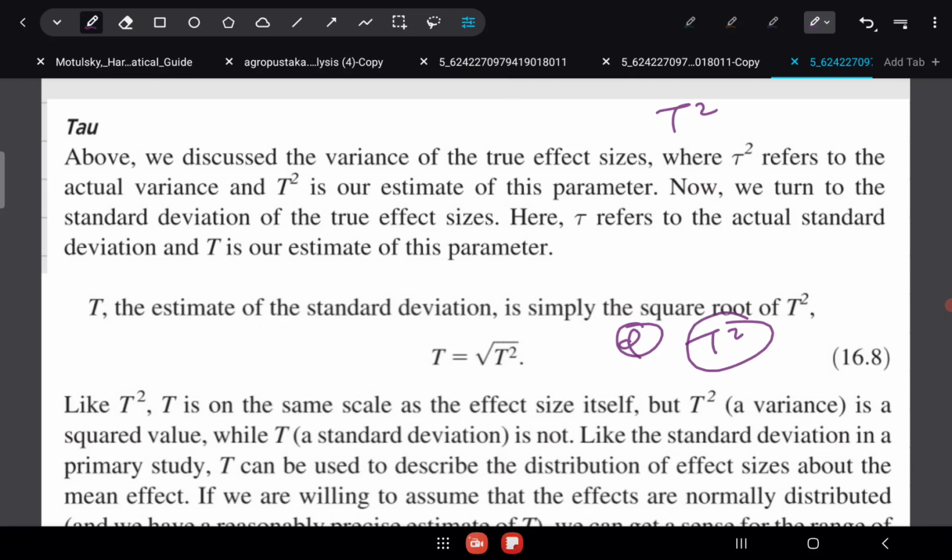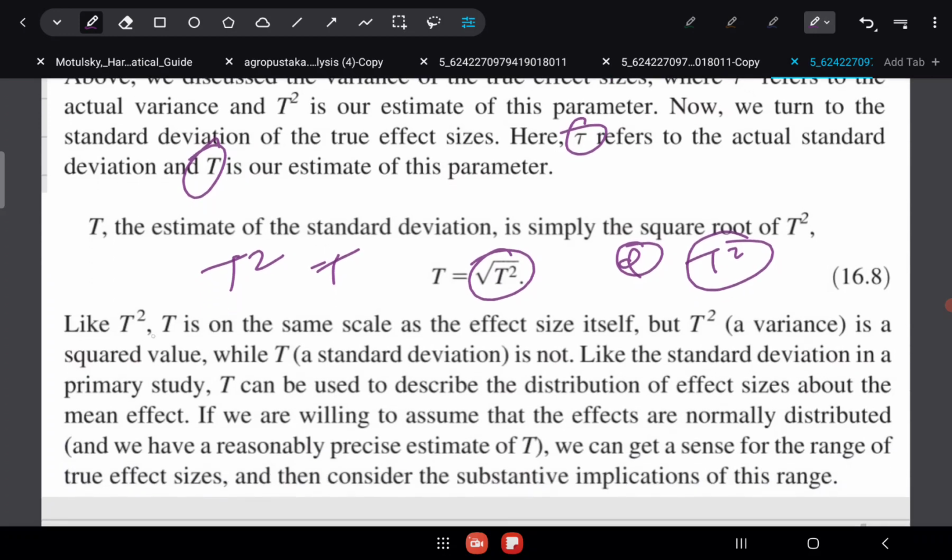Now we'll talk about the T or the tau. So T is nothing but the standard deviation. It is nothing but the square root of this tau square. So this is the standard deviation in the true effect size. Tau square is the variance in the true effect size, but T is the standard deviation in the true effect size. And of course you can understand tau is the actual standard deviation, that is a parameter, and we cannot calculate or know the exact parameter. We can only find an estimate of that parameter. So that will be your T, right?